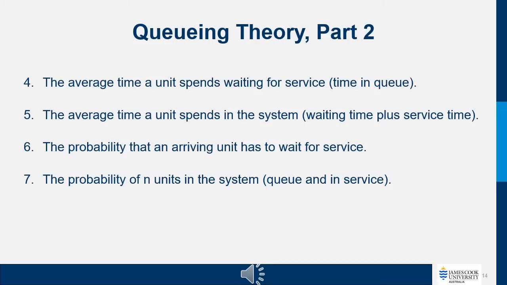Then we have the probability of waiting. It denotes the probability that an arriving unit or customer has to wait in a queue before receiving the service. And also we have the probability of n units in the system. The measure focuses on the probability of having a specific number of units present in the system, including both the queue and the service facility.